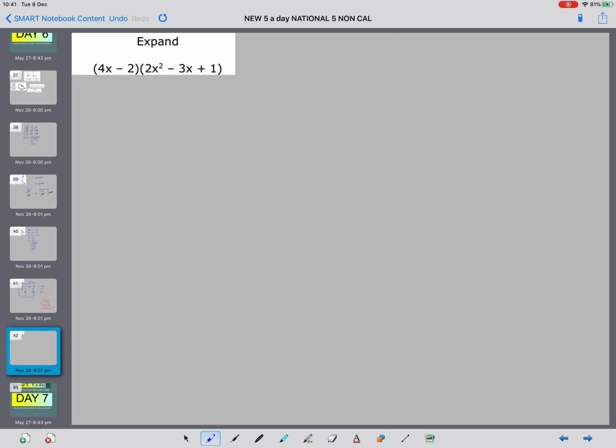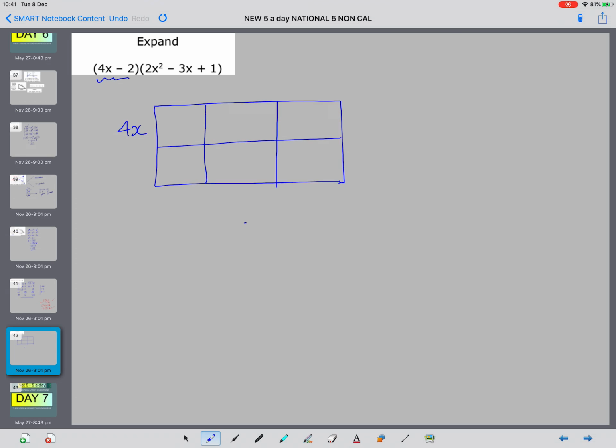Okay, last one. Again, just multiply these out. I might do the box method this time, just to kind of show you the different methods. I kind of went over this slightly in the last one, but didn't fully go through the box method. So this first bracket, I'm going to put the 4x there and the negative 2 here. The second bracket, I'm going to do 2x squared, negative 3x, and a positive 1. And then I'm just multiplying each of them out to find what's in the box.